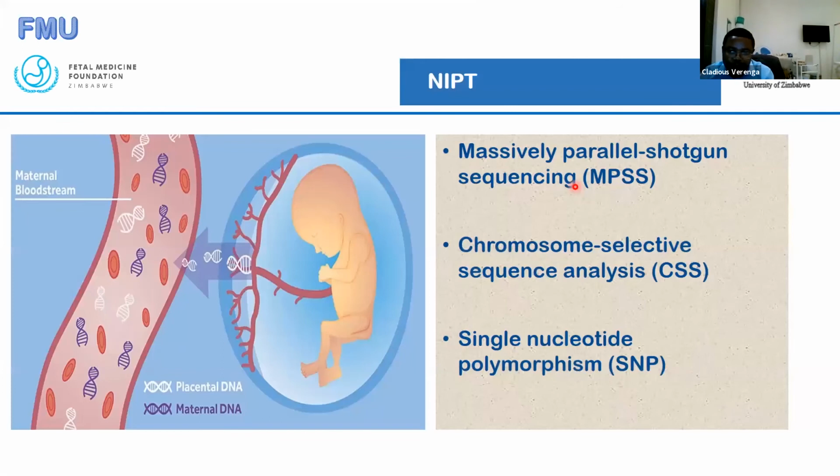The NIPT, I've already described it. It's a fetal cell-free DNA test, which uses these three methods to analyze the fetal DNA inside the mother's blood. There are some fragments of the baby's DNA in the mother's blood, which are extracted through these chemical processes, and it is analyzed to estimate the risk. This I'll leave for another day because it's a very big topic.